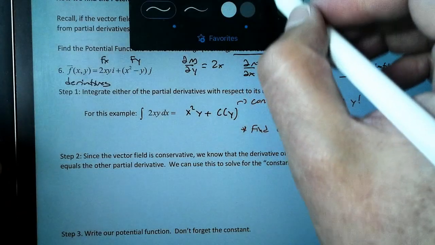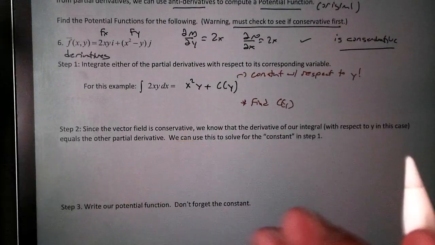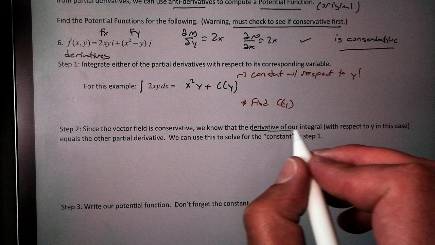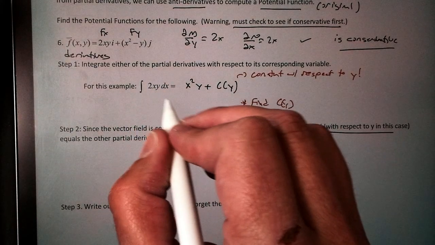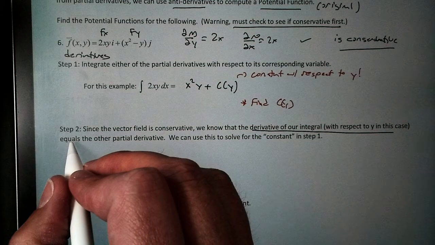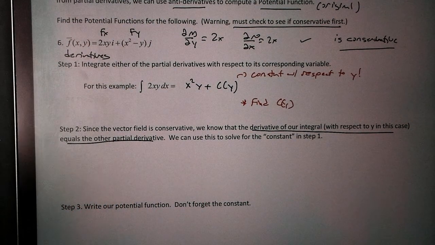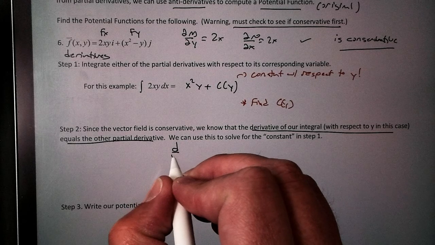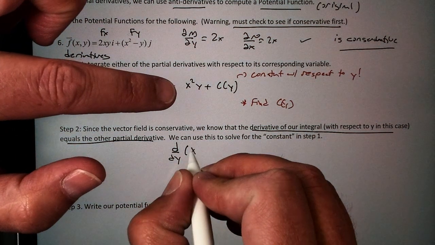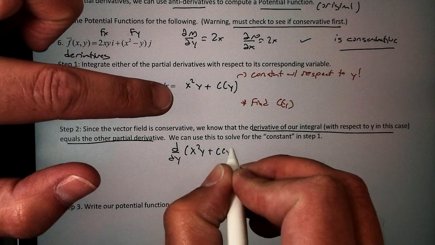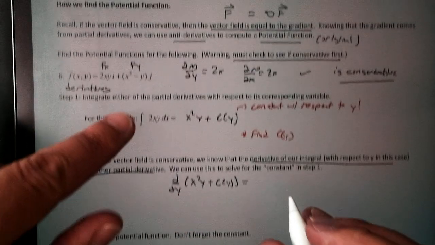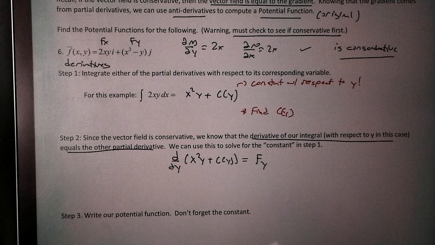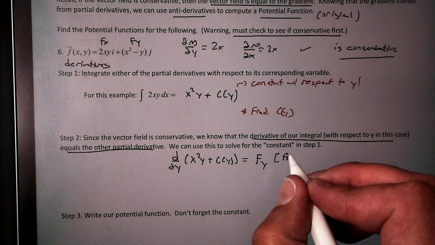All right, so let's talk about how we find that constant. Since the vector field is conservative, we know that the derivative of our integral with respect to y has to equal the other partial derivative. What does that really mean for us? It says that if we take the derivative with respect to y of our function that we just found, x squared y plus c of y, that has to equal the other partial derivative, the partial with respect to y. And of course, this comes from our vector field.